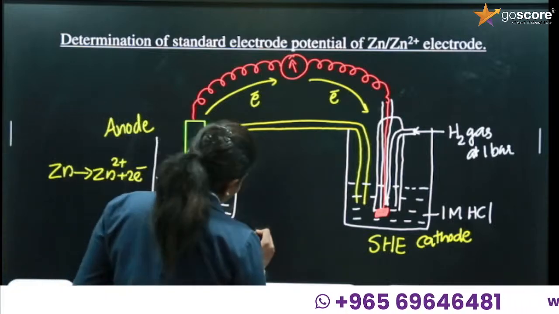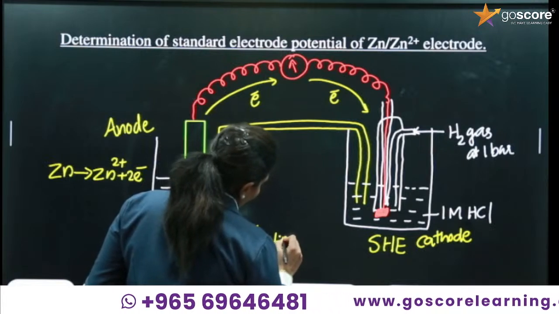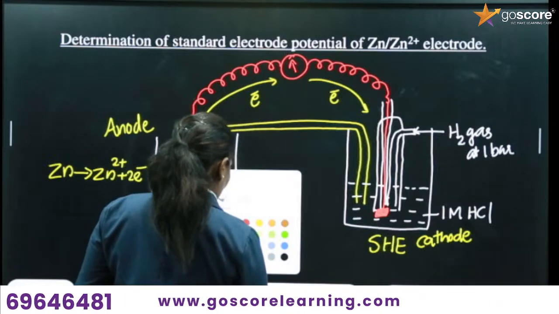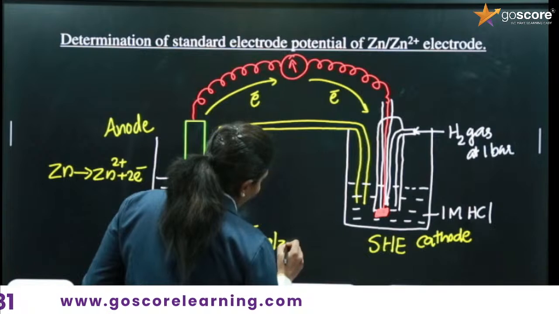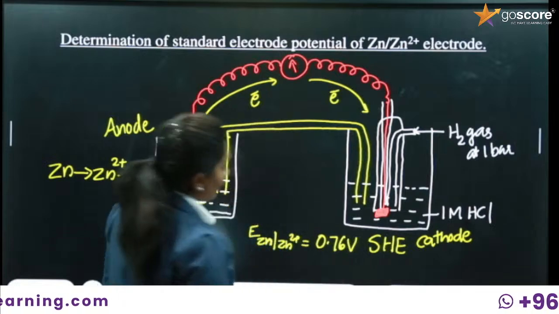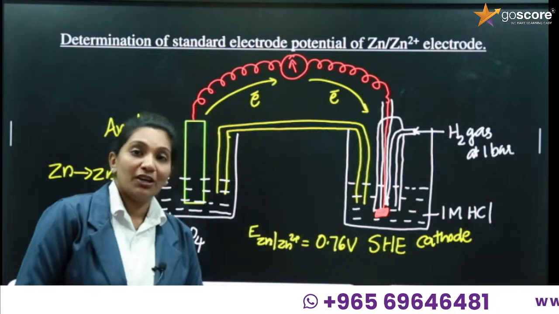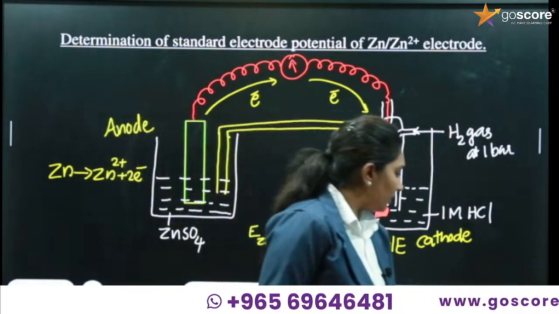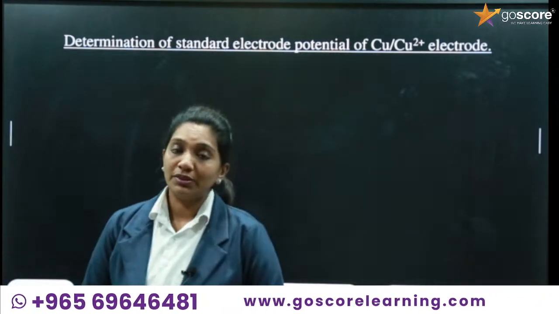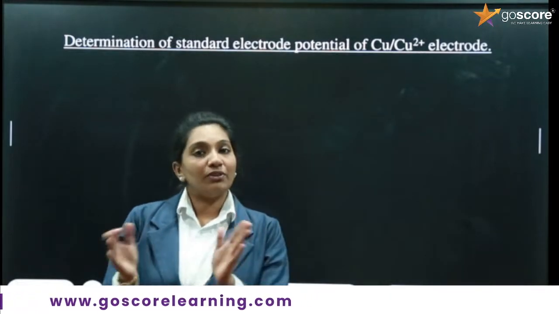Okay, and the oxidation potential of zinc was found to be 0.76 volt. The same way we can find for the copper also. So for determining the electrode potential of copper electrode, what we have to do? We have to take the copper metal and dip in the copper sulfate solution. That will be your half cell.